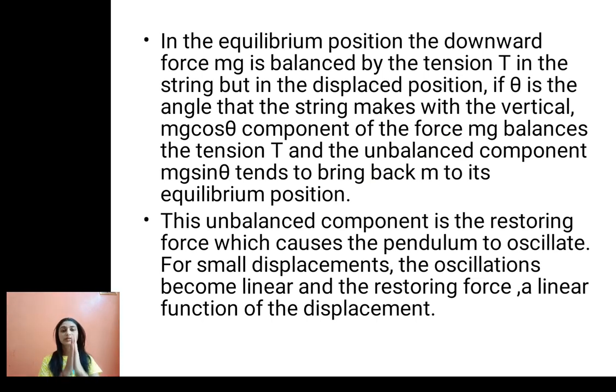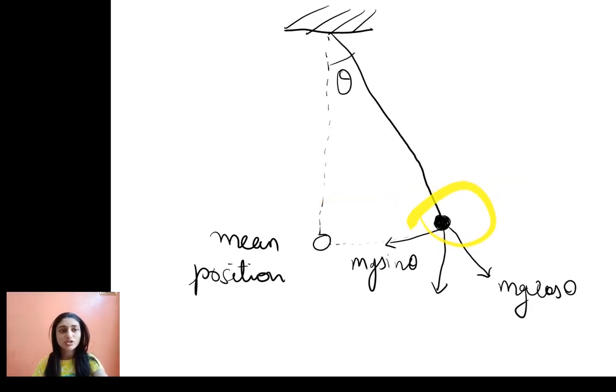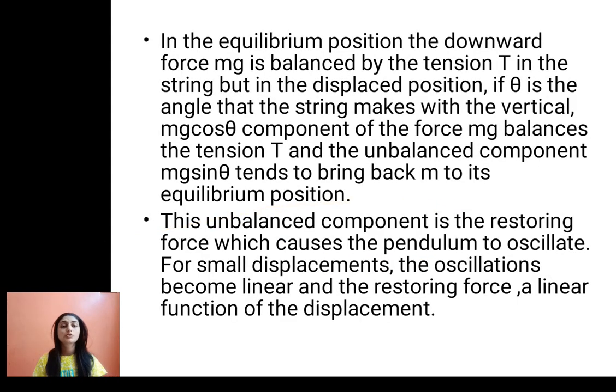In the equilibrium position, the downward force mg is balanced by the tension T in the string. But in the displaced position, the tension is balanced by the component mg cos theta, and mg sin theta is the component of the force which tries to regain the original position. In the displaced position we have two components: one is mg sin theta, another is mg cos theta. Mg cos theta balances the tension T in the string, but mg sin theta is trying to regain the original position. So this mg sin theta is nothing but the restoring force. This unbalanced component is the restoring force which causes the pendulum to oscillate.